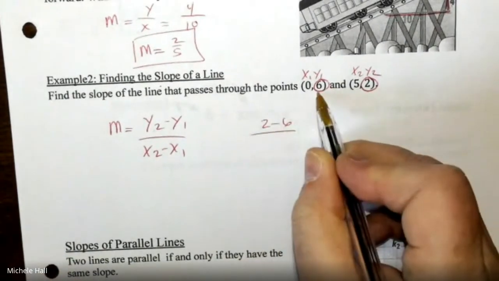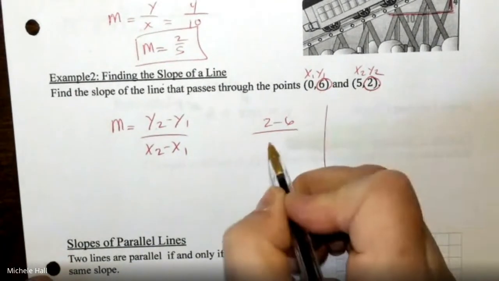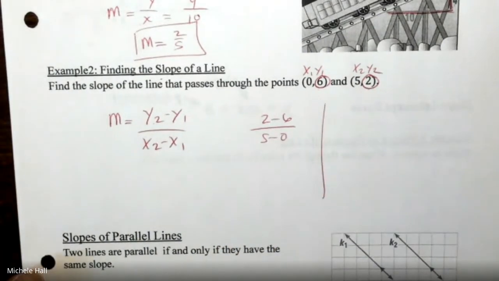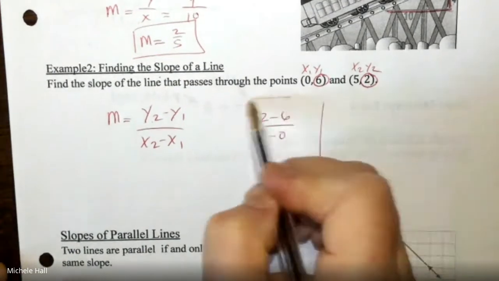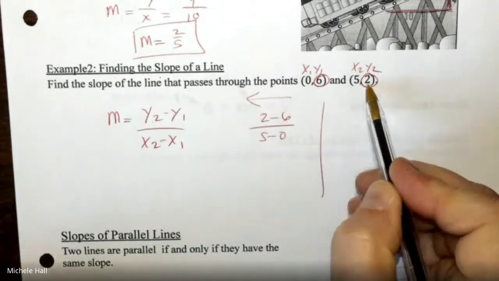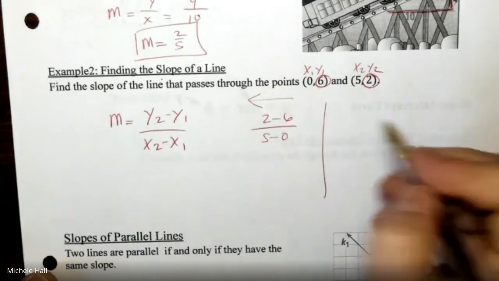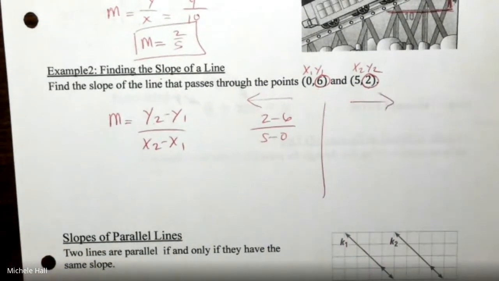2 subtracting 6, and then my X's. 5 subtracting 0. So I could have done it that way, or I could do it the other way. I could go this way, so I just went that way. I started with the 2 and I went to the 6. 2 subtract 6, 5 subtract 0. I'm going to go the other way this time. Do I get the same answer?